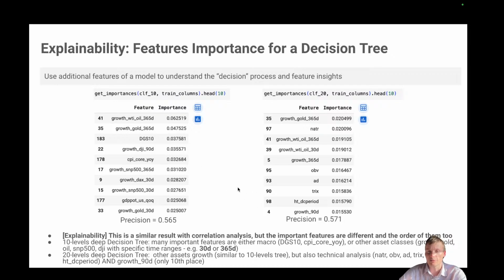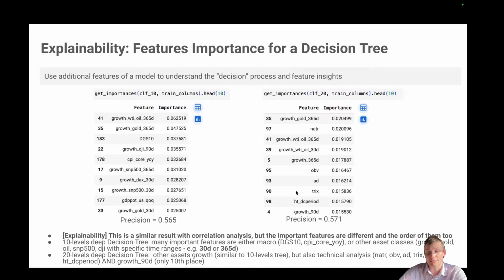But these models are quite close to each other, but the feature importance is somewhat different. The first model, which has only 10 layers, is like a macro model. It doesn't look at the historical growth of a stock or technical indicators of a stock. It says, I can predict relatively well just by looking at the macro conditions: inflation growth, Dow Jones, interest rates, gold, oil growth, S&P, and GDP growth.